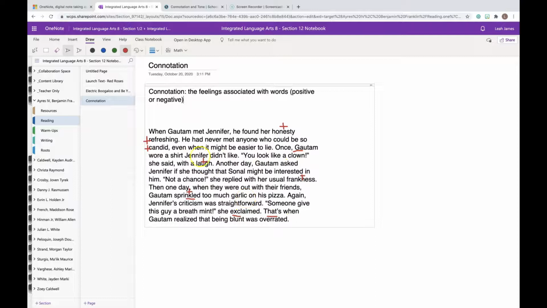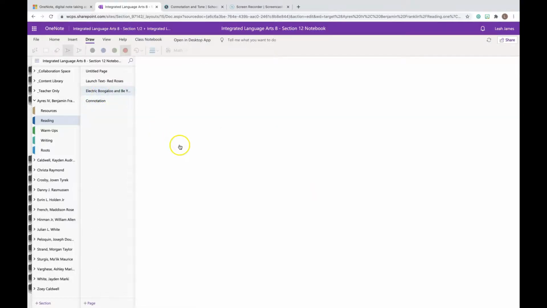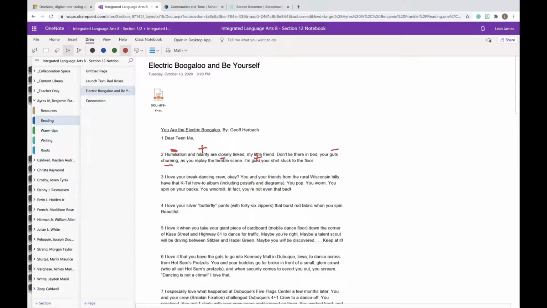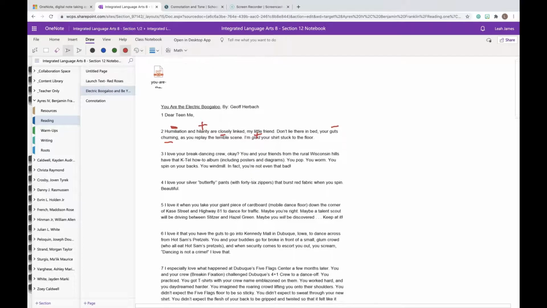You can tell that the way Gautam feels about her is changing based on the words that he's using. His feelings are changing because he's using words that reflect those feelings, okay? So what you are going to do is go into You Are the Electric Boogaloo and just be yourself. And Ben started doing this yesterday.